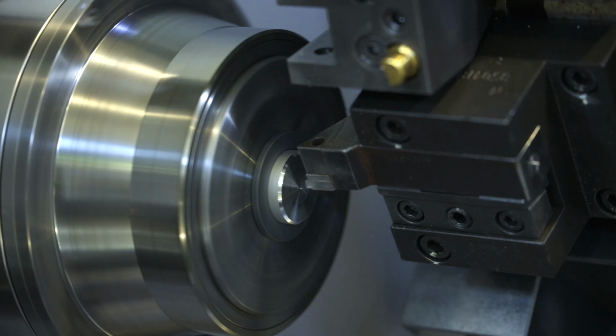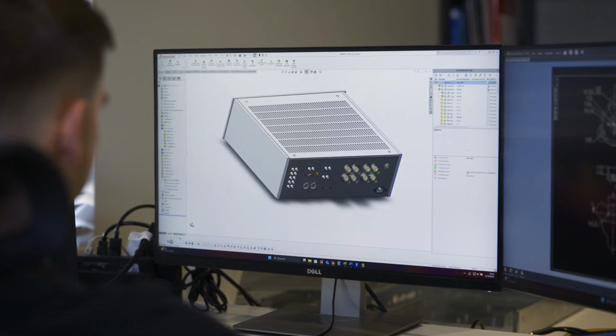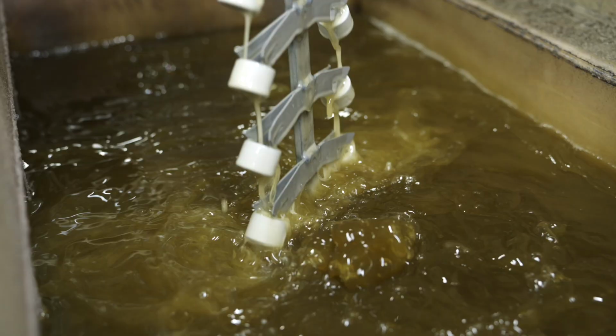In this episode, you will see how audio amplifiers of the iconic Polish brand Unitra are produced.